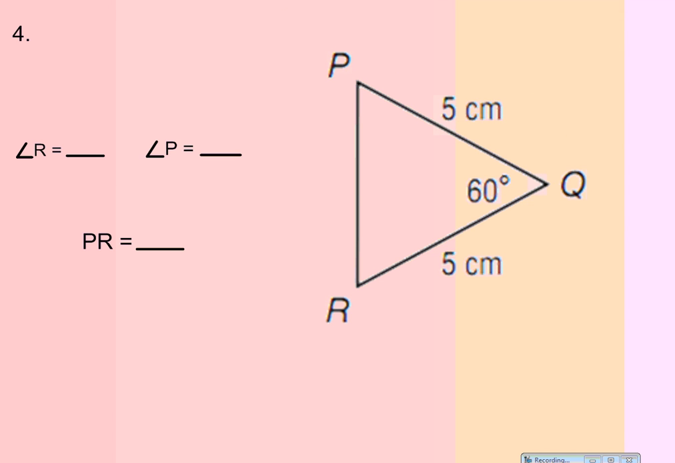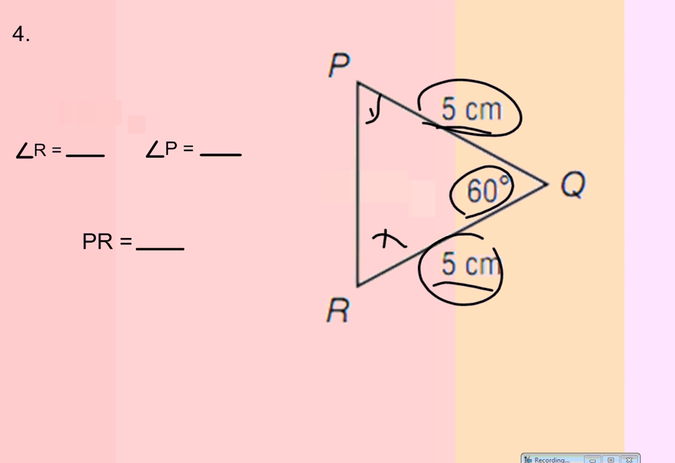So if it's 60, this is 5, this is 5, this is a combination. This is going to be an equilateral triangle, but at first glance it looks like an isosceles triangle. But if I realize that these two have got to be congruent because these two are congruent, this is 60, that leaves me with 120 divided by 2, that's 60, that's 60, it now becomes equilateral. So angle R is 60 degrees, angle P is 60 degrees, and PR is going to be 5.